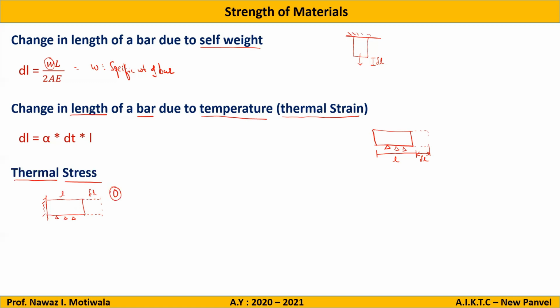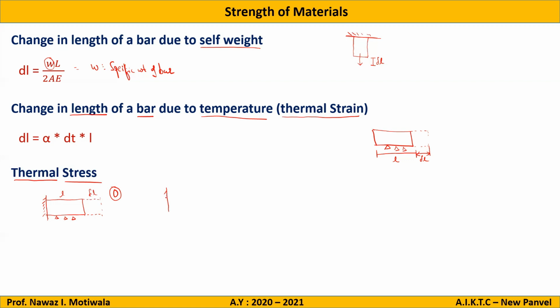Now why zero? Again go to the definition. What does the definition of stress say? It is the opposing force per unit area. So here there is no opposing force. I am allowing it to expand freely. So as there is no opposing or resisting force, the stress will be 0.